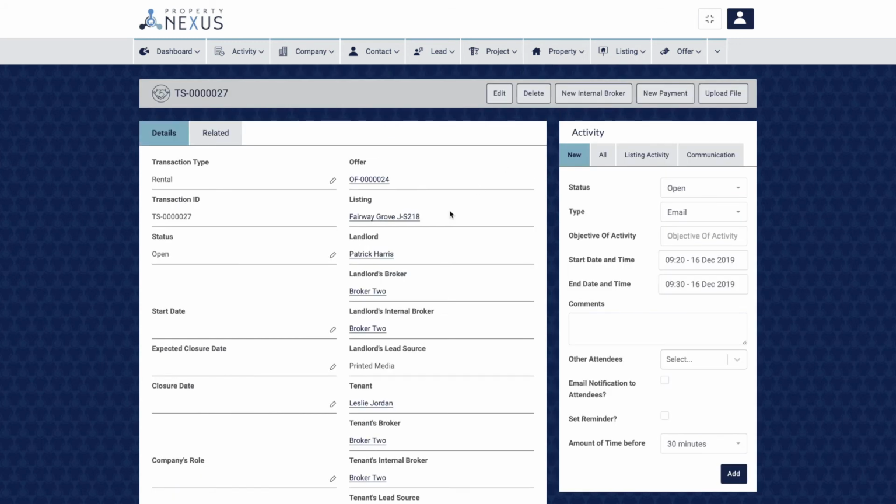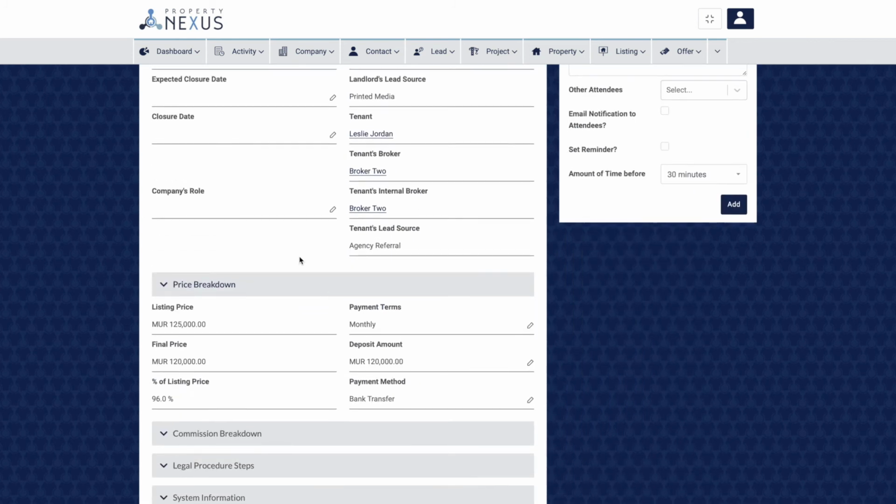For the rental transaction types, the payment terms field allows you to record if the payment terms are monthly, quarterly, semi-annually, or yearly. The deposit amount field allows you to record how much deposit was paid by the tenant for the rental. The payment method field allows you to record how the payment will be made by the tenant to the landlord. All of these fields will make it easy to renegotiate the lease agreement when it comes to an end or to place a new tenant if this tenant leaves.